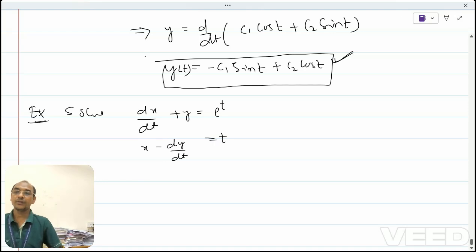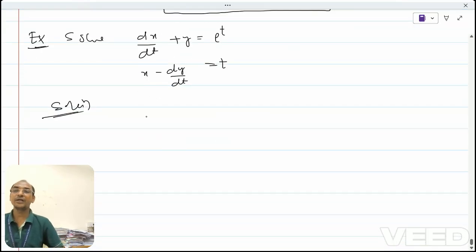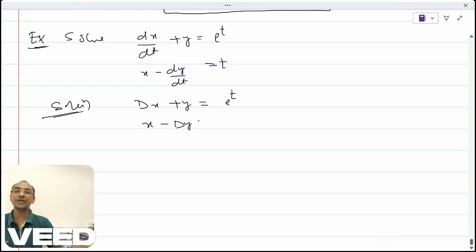So in other words, in the form of D, how can we write it? We can write it in this way: D of x plus y equal to e to the power t, and x minus D of y is equal to t. So here the right hand sides are non-zero. Let me denote it as equation 1, and equation 2.